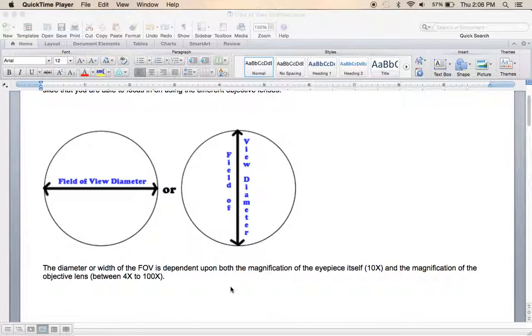It's going to be dependent upon both the magnification of the eyepiece itself, which you'll recall from your lab is 10 times magnification, or 10x, plus the magnification of the objective lens, which depending on which lens you use will be anywhere from 4x to 100x, which is the oil immersion lens. As you'll recall from your lab, whenever you're calculating the total magnification, you multiply the magnification of the eyepiece times the magnification of the objective lens. So if you're using the 4 times objective lens, your total magnification would be 10 times 4, or 40.